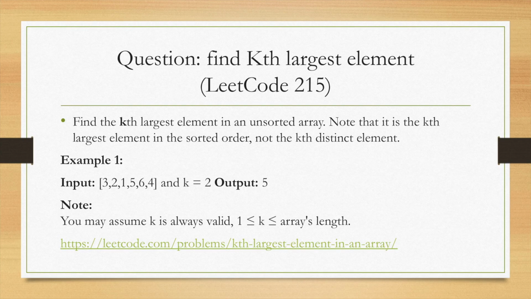Let's see the question first. We want to find the k-th largest element. You can check this problem in LeetCode 215. The problem is: find the k-th largest element in an unsorted array. Note that it is the k-th largest element in the sorted order, not the k-th distinct element. For example, the input is 3, 2, 1, 5, 6, 4, and k equals 2, and the output should be 5. You can use LeetCode to check this question and solve it by yourself.